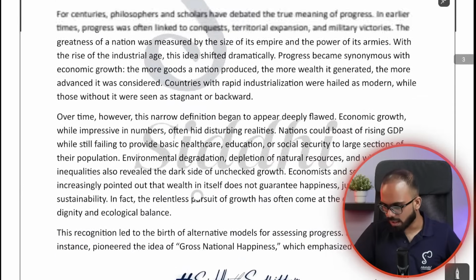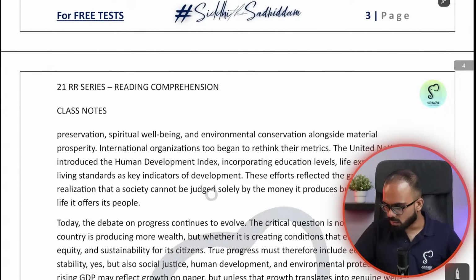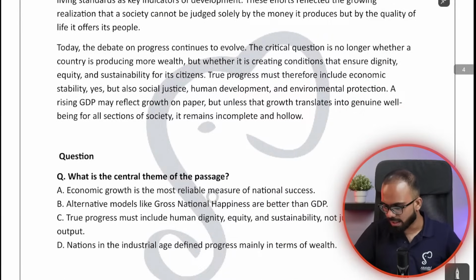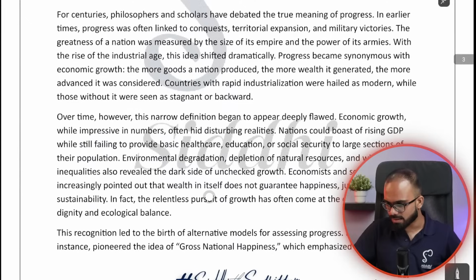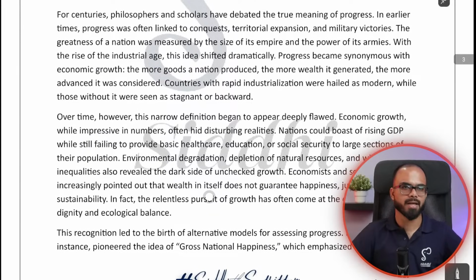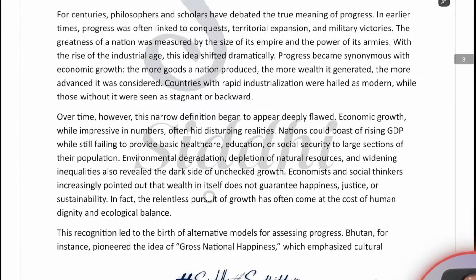Now you have a larger question, a larger RC. I want you to read this RC, and we are handling the central theme. This RC is divided into two pages. I will again hide my face for a couple of minutes. Please let me know once you read the first page.